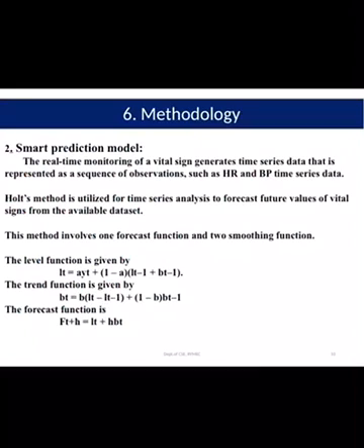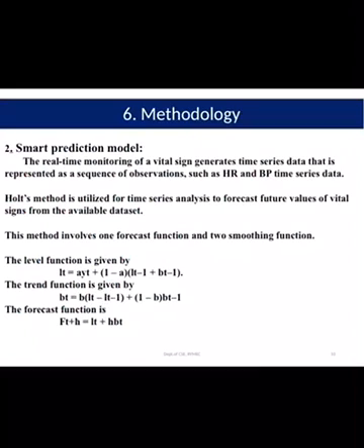The level function is given as follows, which is a mixture of the current value with the previous calculated value offset by the trend. The trend function is given as follows, which is a mixture of the changes in the level function over the most recent time step offset by the previous weighted trend value. The forecast function is as follows, which is the level value summed with the predicted step value based on the most recent trend.